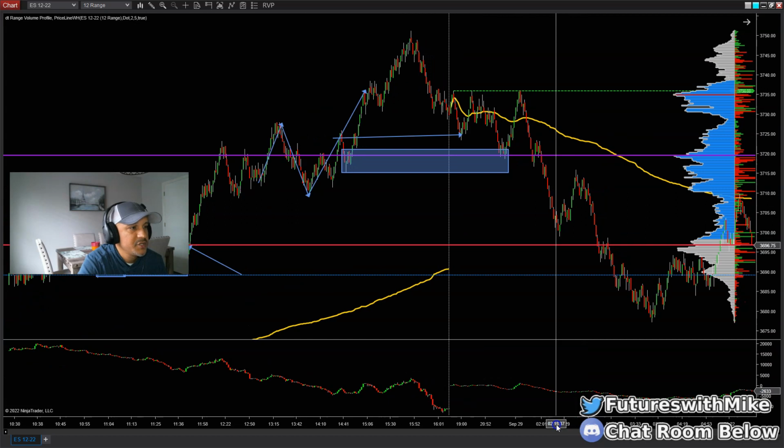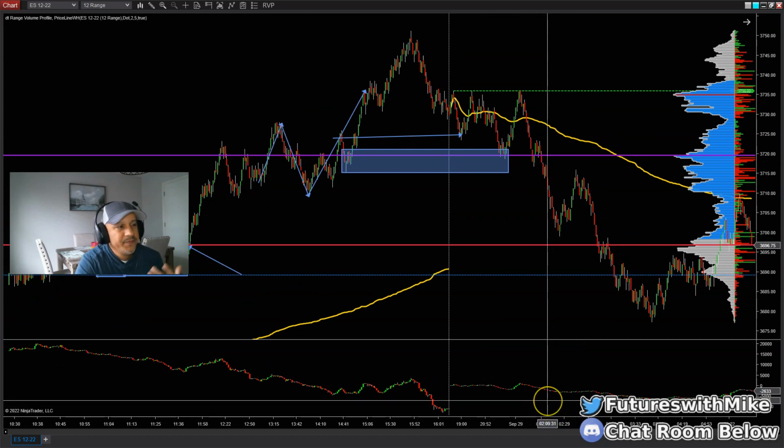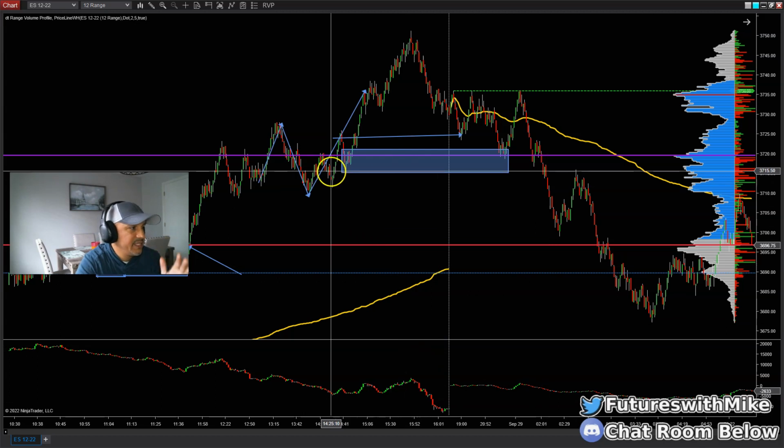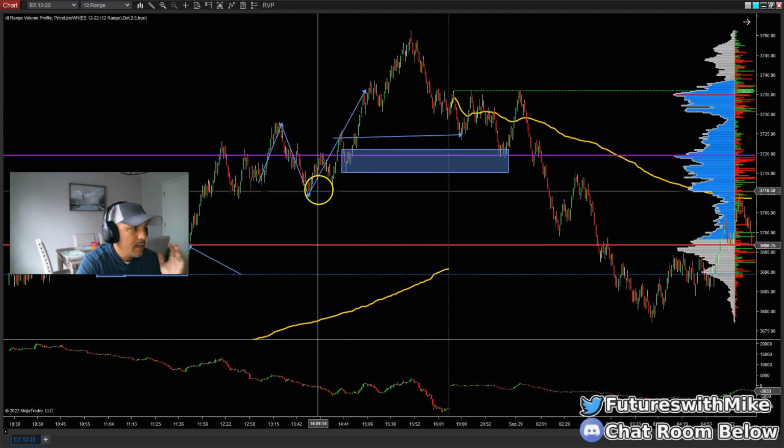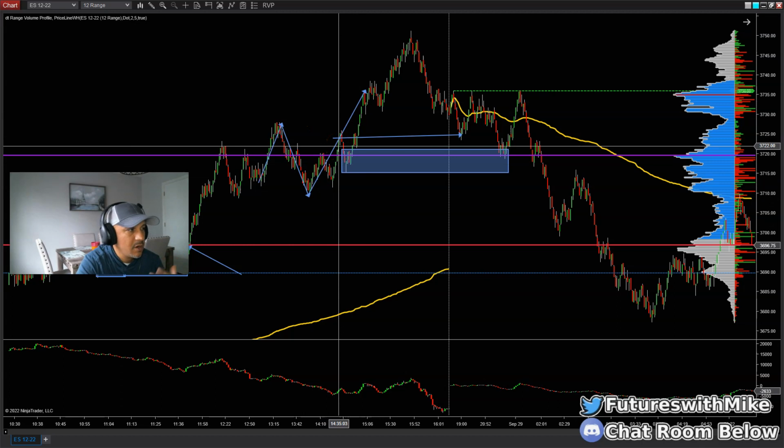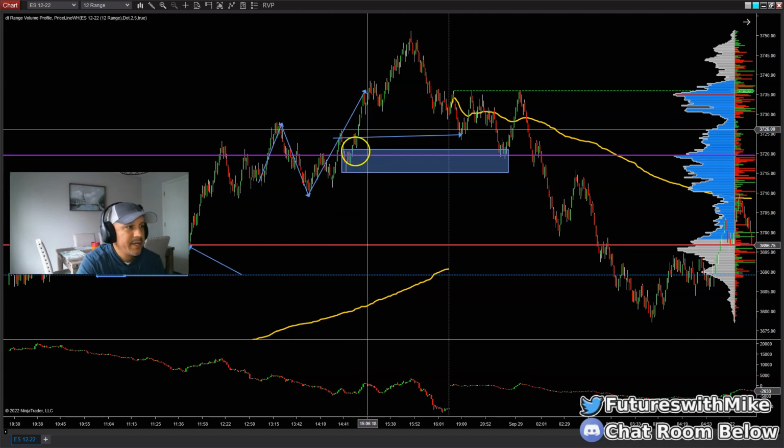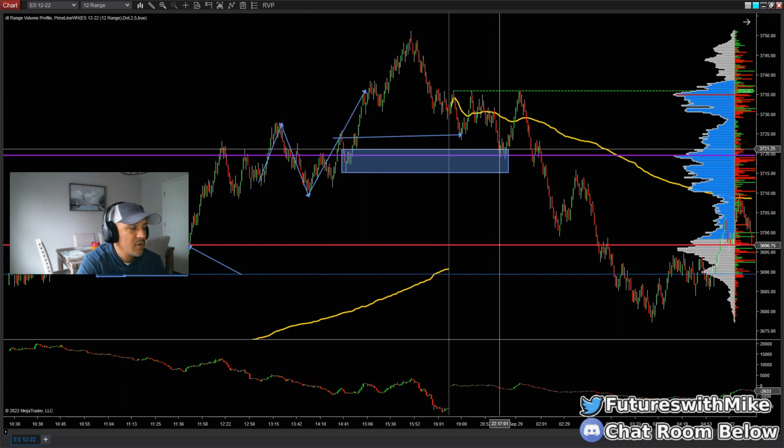I could trade off the 4 range too, but at this point I'm trading during the session, whatever the case is, because we got such a decent swing here. A move to the upside off the 12 range chart, a decent swing. I can mark my demand area and trade it straight off the 12 range chart.